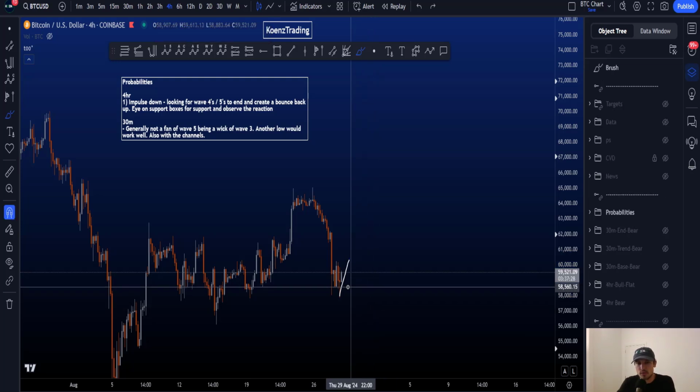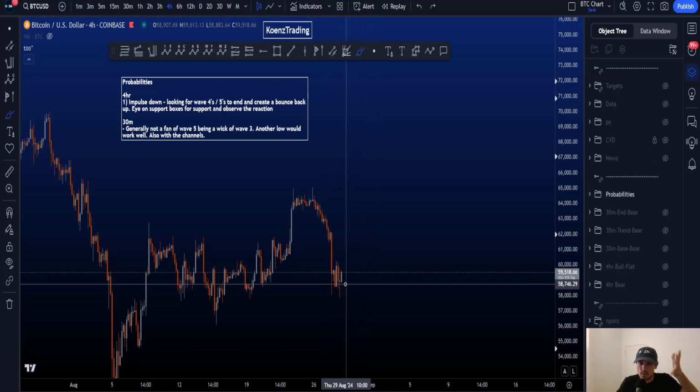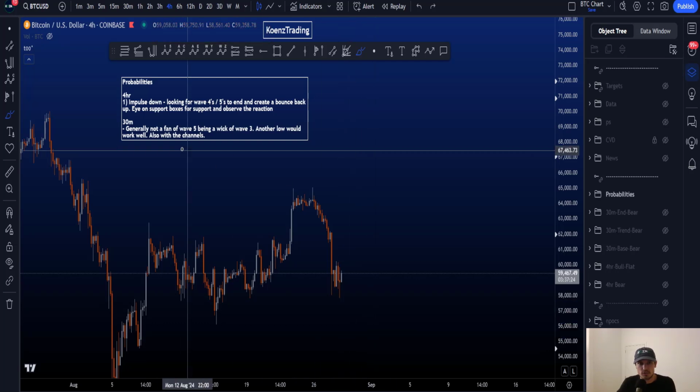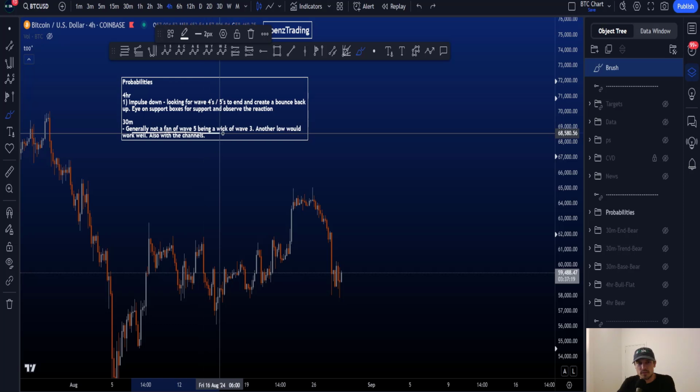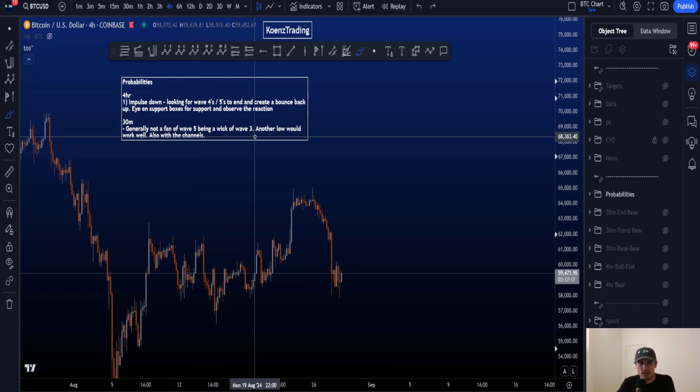So I'll be definitely observing local price action, but I'm also aware of the potential of another drop. On the 30-minute time frame, generally not a fan of wave 5 being a wick of wave 3. Another low would work well also with the channels.